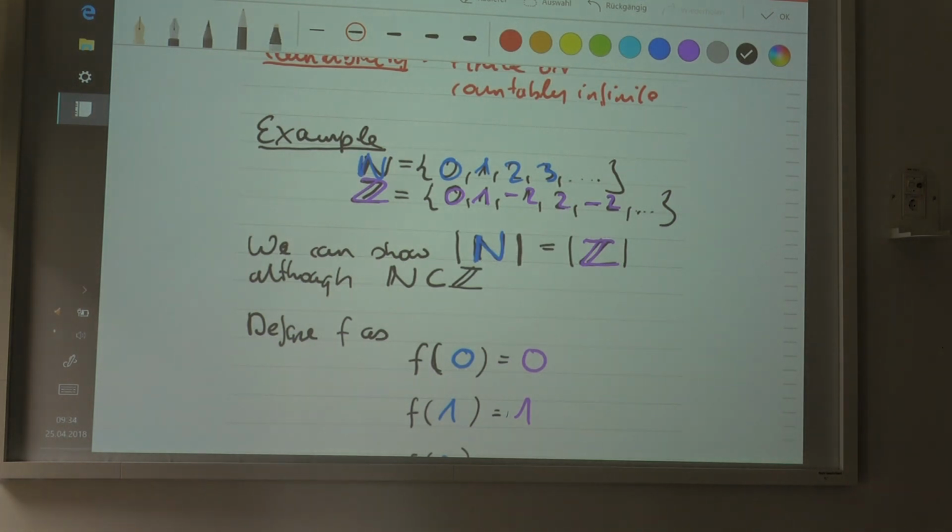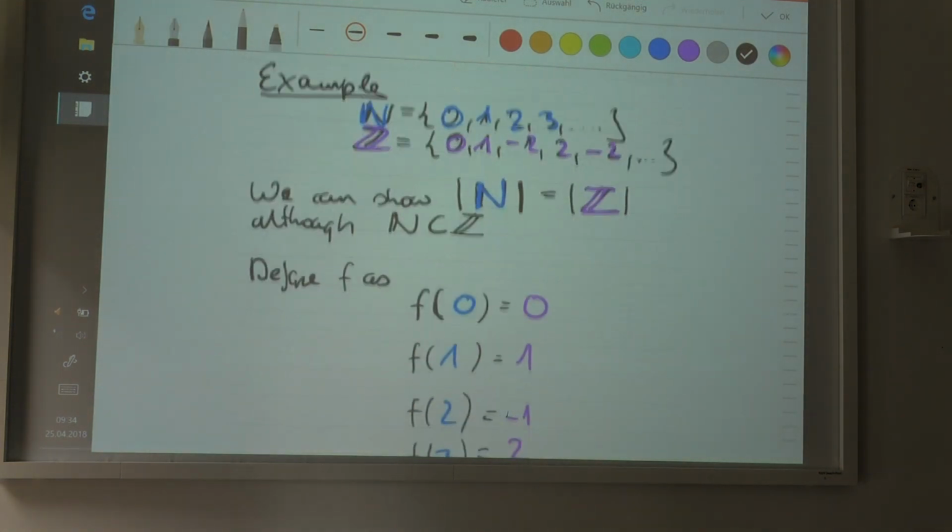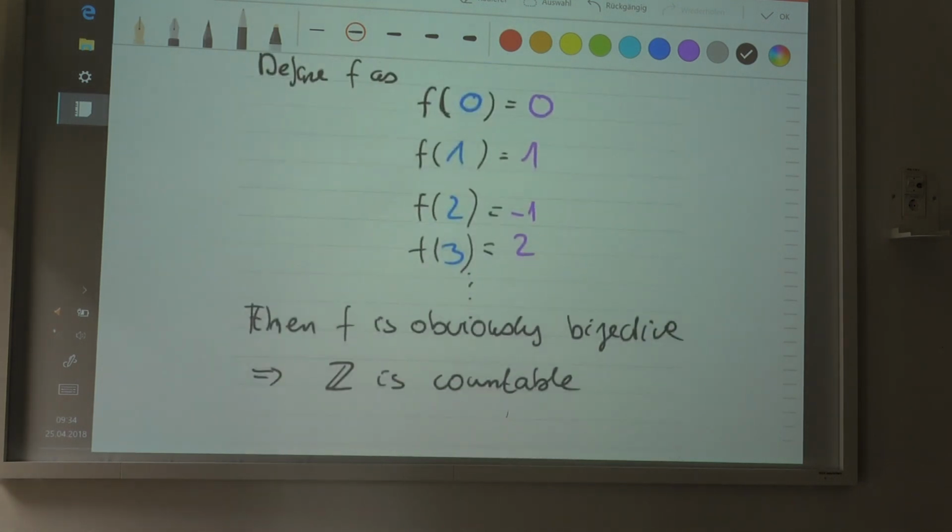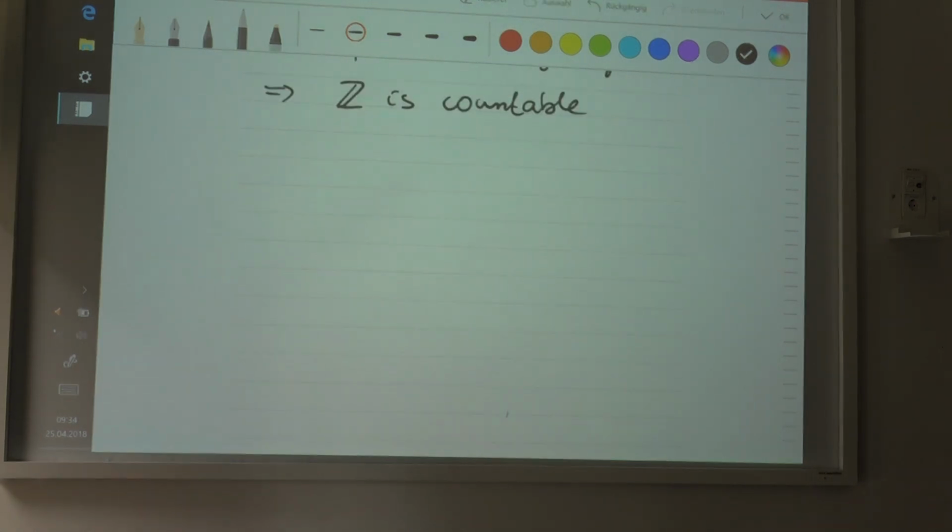What does the aleph zero refer to? This refers to the smallest cardinal number which is greater than that of any natural number, okay? Because we will see that here, for instance, and this is going to be the case.